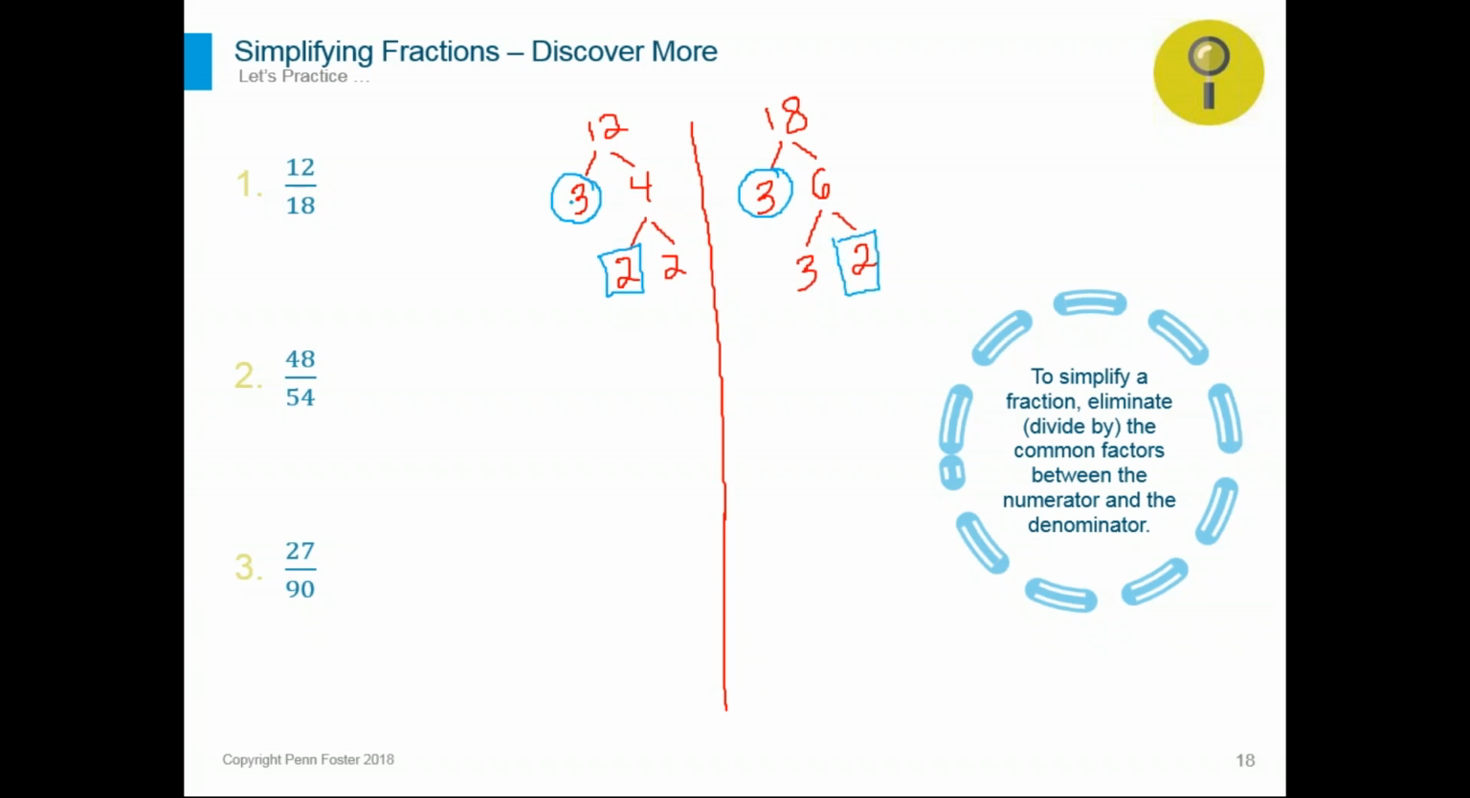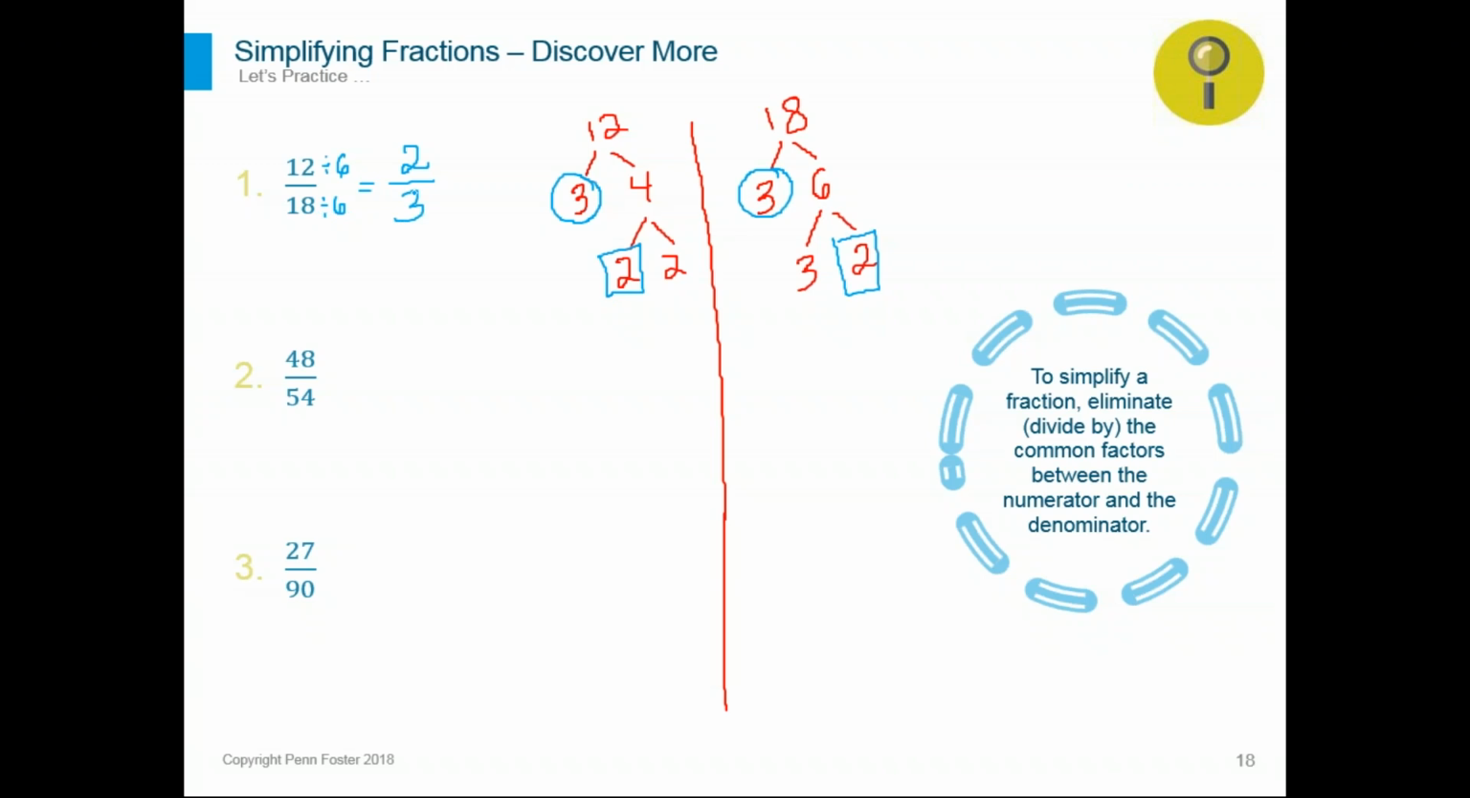So 3 and 2 multiply. 3 times 2 is 6. 6 is the common factor between 12 and 18. Divide over 6 and divide over 6. And that will give you the simplest form right away. 12 over 6 will give you a 2. 18 over 6 will give you 3. So the core value of 12 over 18 is 2/3.